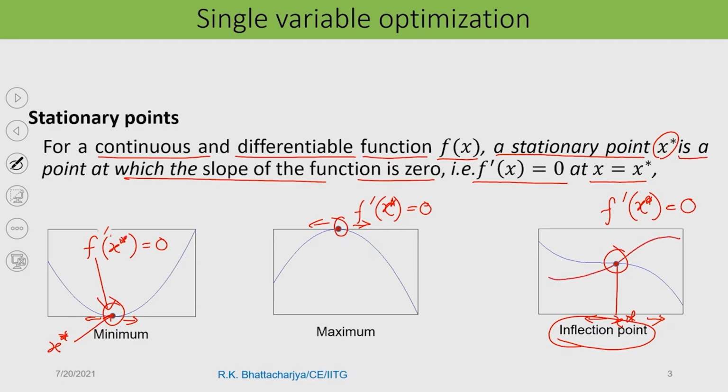So, in that case also this particular point may be an inflection point where the derivative is 0. Therefore, a stationary point does not mean that the point will be a maximum point or a minimum point, but it says that this point is a candidate for either a minimum point, a maximum point, or an inflection point. I hope this is clear to you. So, what are stationary points?